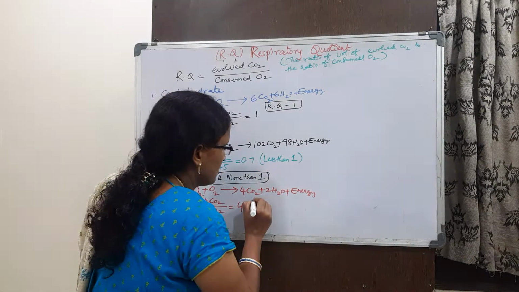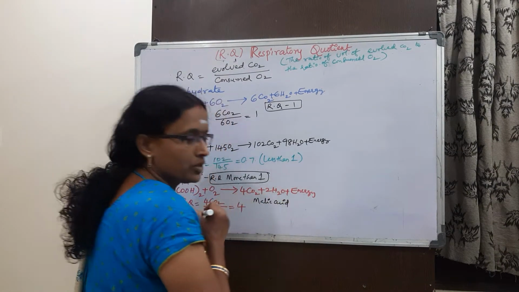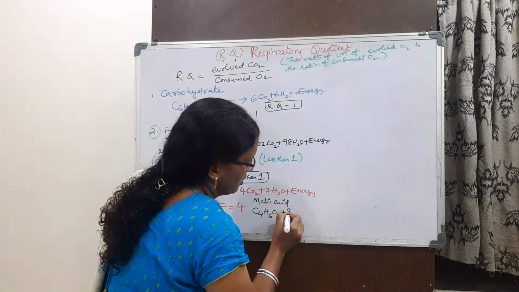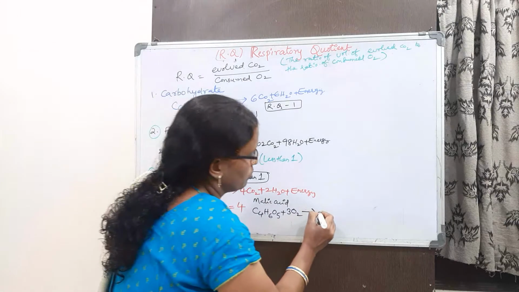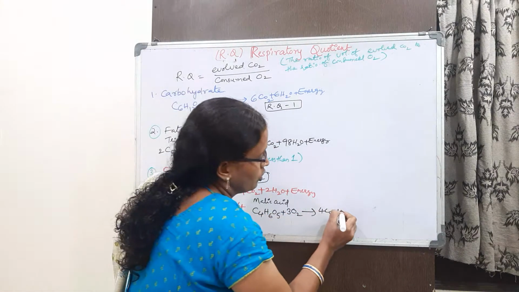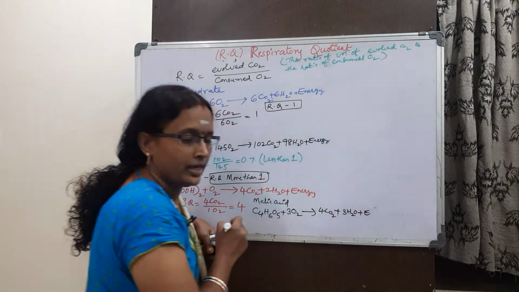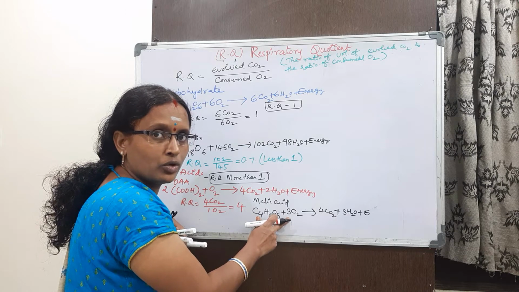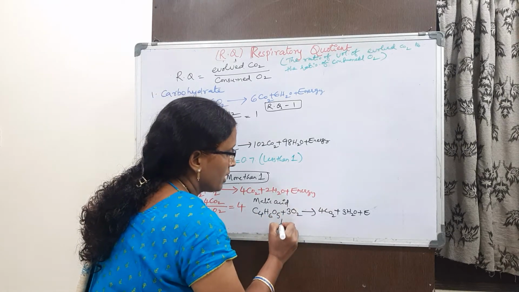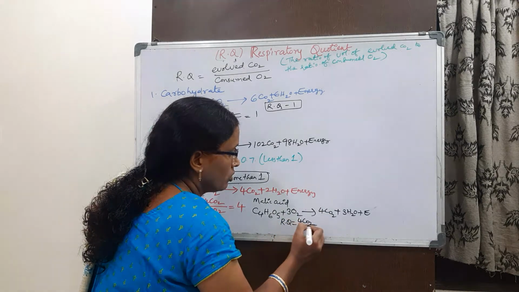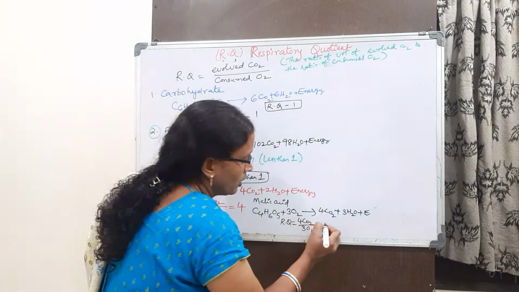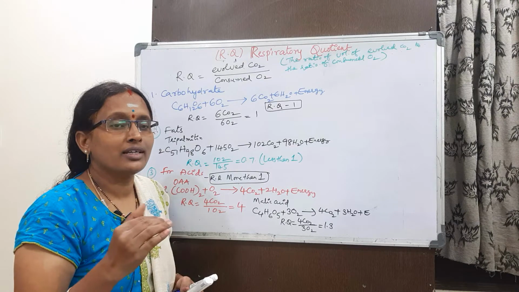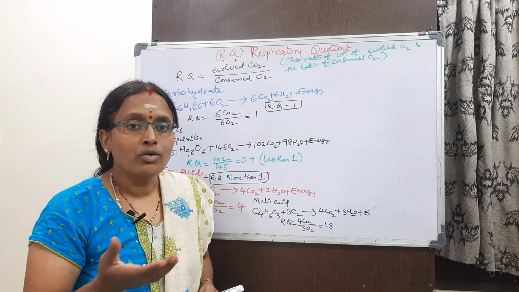If we take another acid, malic acid, C4H6O5, in the presence of 3O2 it produces 4CO2 and 3 molecules of water plus energy. Calculating the RQ, 4CO2 by 3O2 comes to nearly 1.33. So for acids it is more than 1. We calculate whether it comes out less than 1 or more than 1.